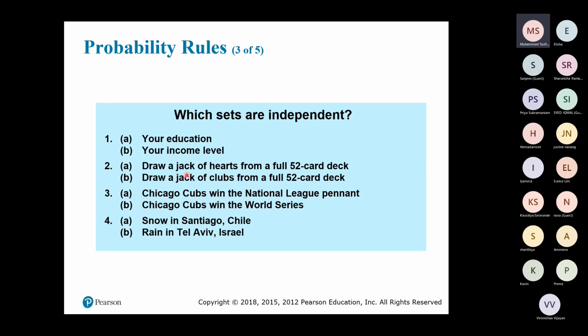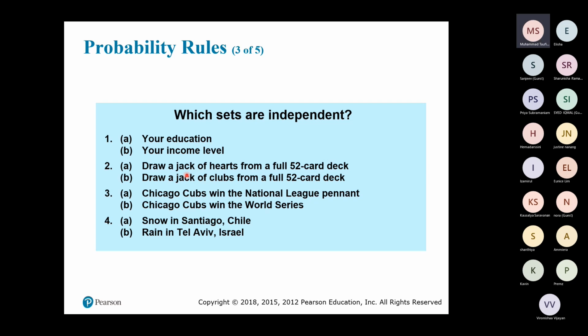So you can either pull a jack of heart, or you can pull a jack of club. It's independent. Why are we talking about independent or not? Because we want to know if one event is influencing another event. If you pull a jack of heart from a deck, will it influence you to pull a jack of club after that? For me, no, because it's still depending on your pull. You can either pull a jack of club, or you will pull another card.